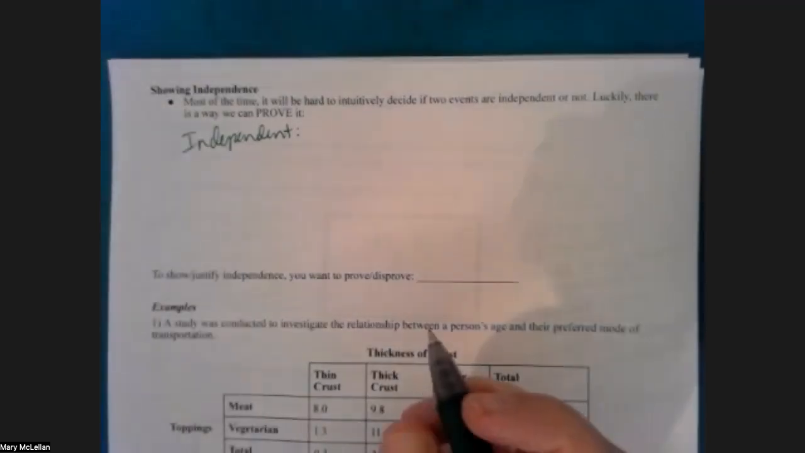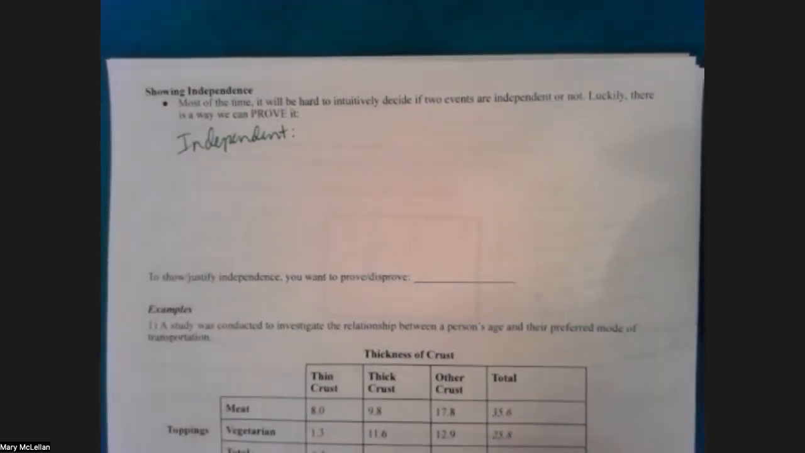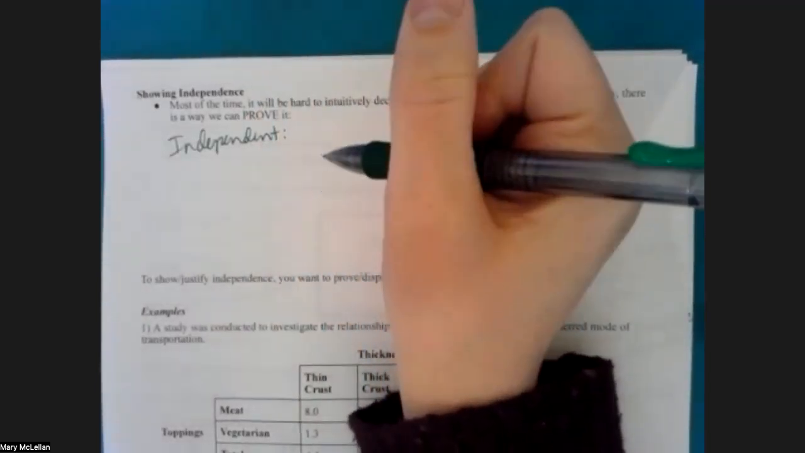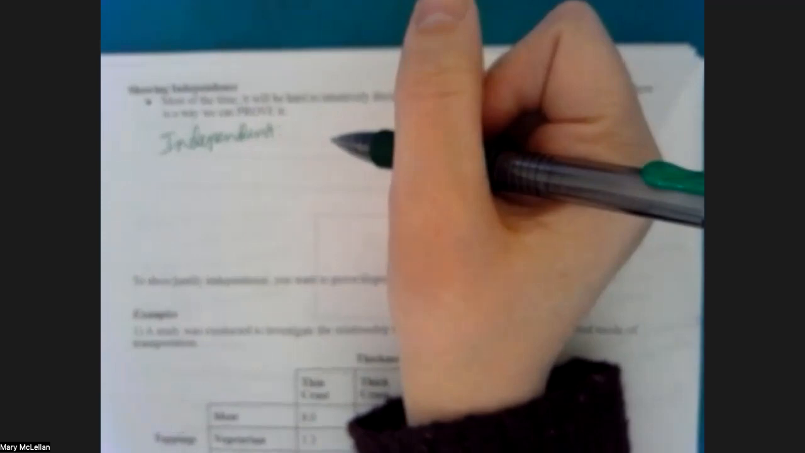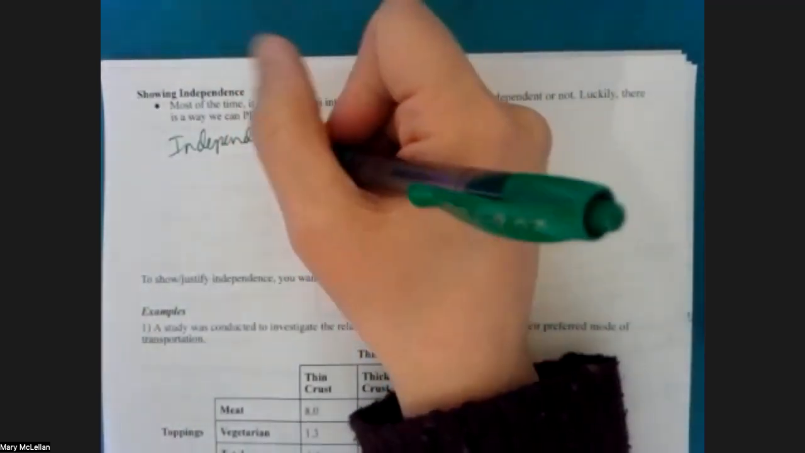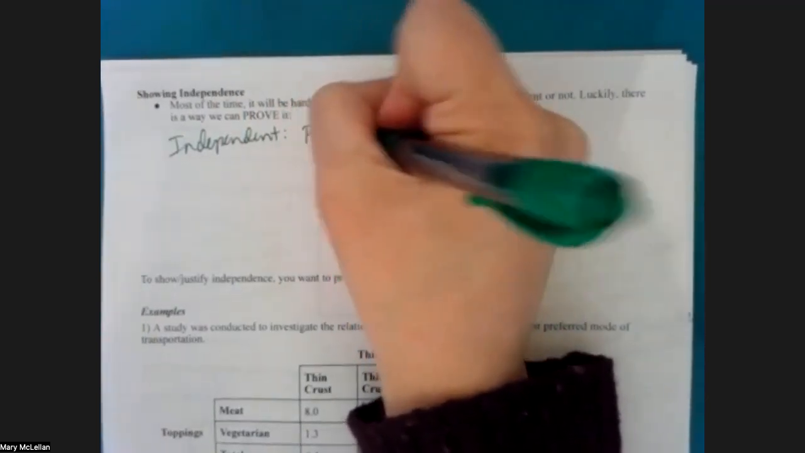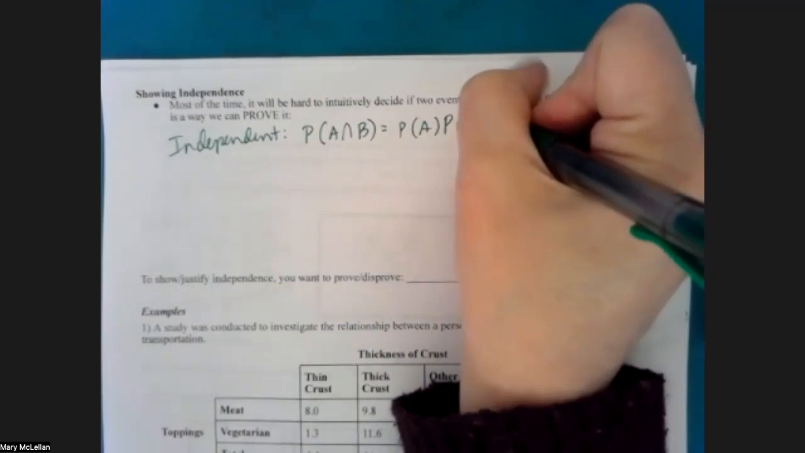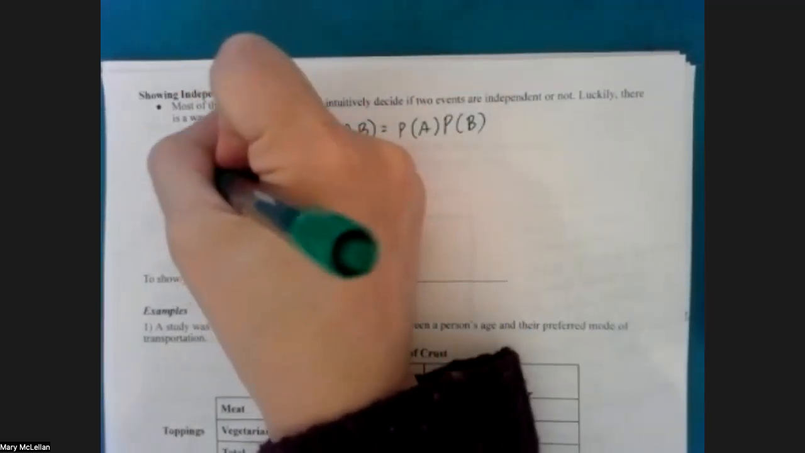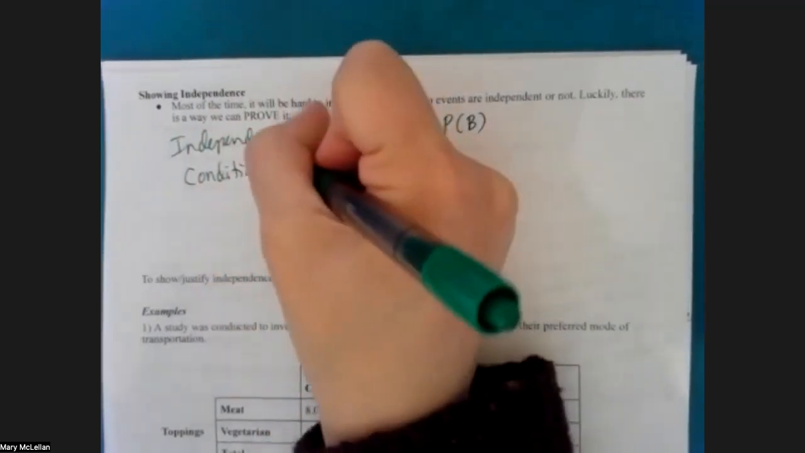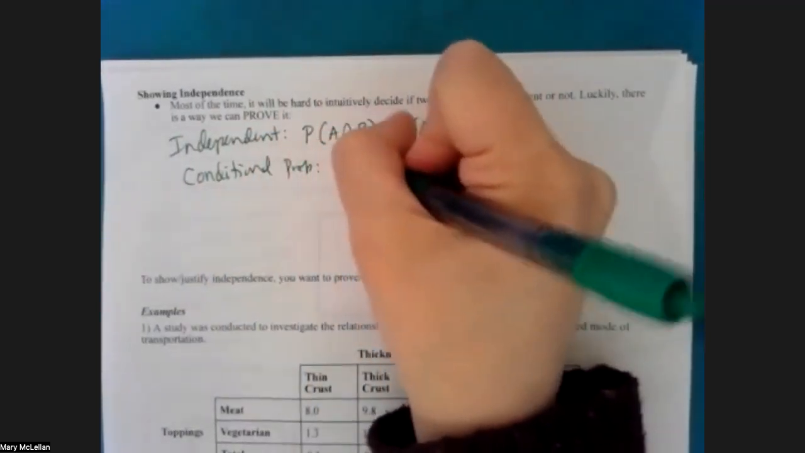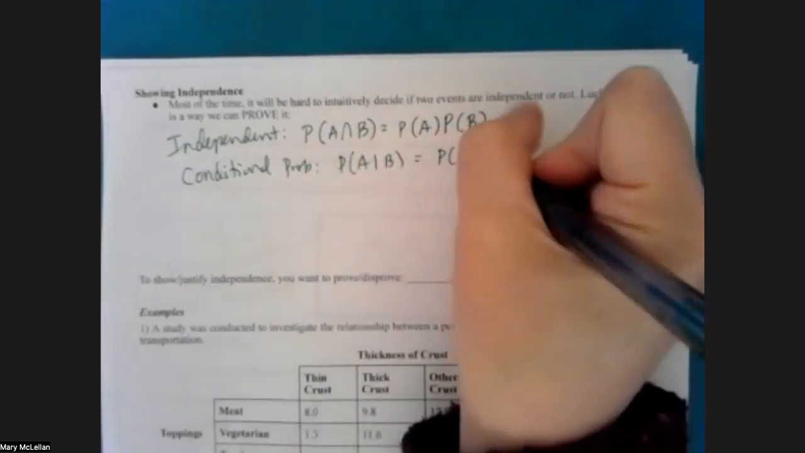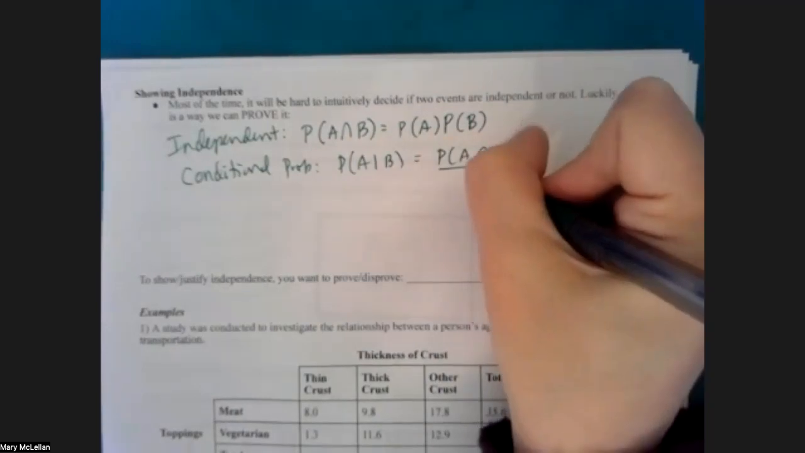So, we know that based on our independence, if two events don't depend on one another, then the probability of A intersection B should equal the probability of A times the probability of B. And from conditional probability, we know that the probability of A given B is equal to the probability of A and B divided by the probability of B.